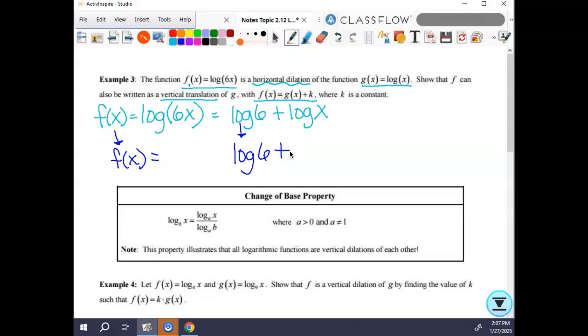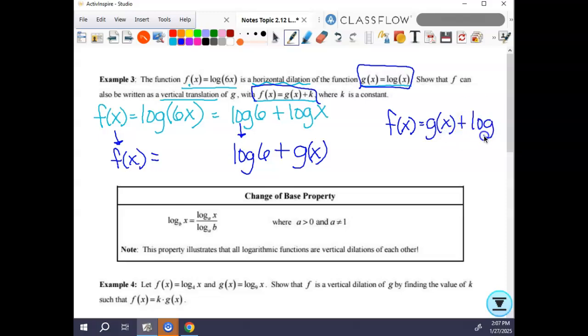What does log of x equal in this question? G of x, exactly. Log of x is g of x, right? So I can substitute in g of x for that. Everybody okay with that? Because this is what we're trying to get to. And we're almost there. I just have to flip it around and say f of x is equal to g of x plus the log of 6. And log of 6 is just some number.